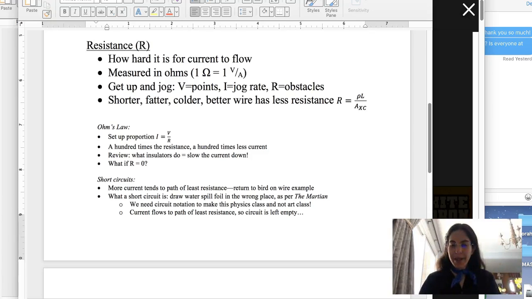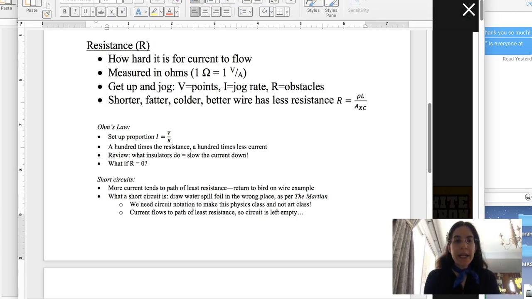Now let's talk about electrical resistance. Electrical resistance is how hard it is for current to flow. This will finally let us put some numbers on that weird sliding scale between conductors and insulators.